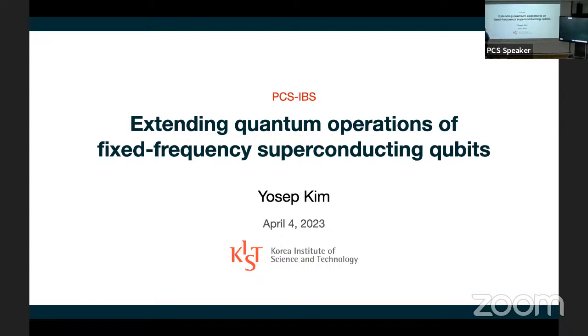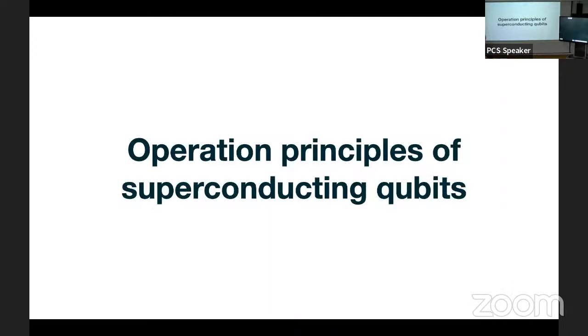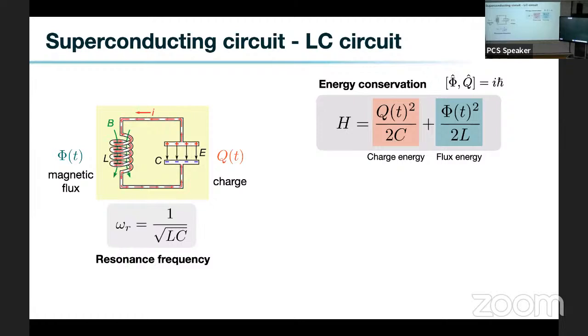So today I'm going to talk about how to extend quantum operation of fixed frequency superconducting qubits. As you know, these days, many physical platforms are competing toward a practical quantum computer. As you can guess, I will focus on the superconducting circuit in today's talk. I think most of you are not very familiar with the superconducting qubit, so I prepared some introductory slides to show how the superconducting qubit operates. So, let's start from this.